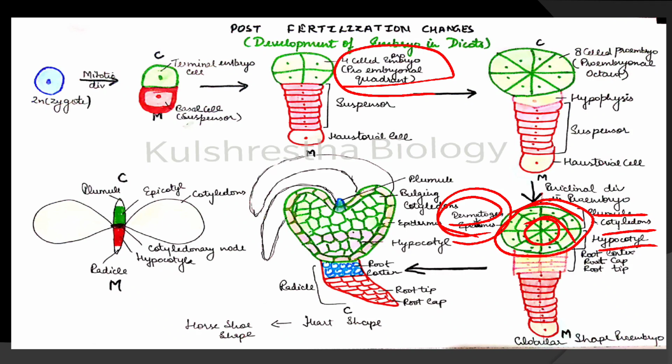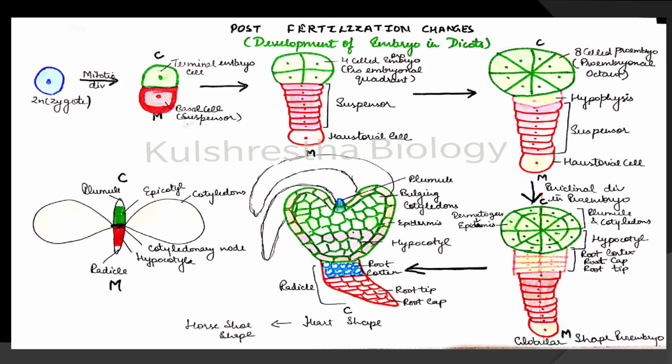After the formation of octant, periclinal division goes on. After this division, the cells get divided into 2. Outer layer is there and inner layer is there. Outer layer will form the dermatogen, whereas the inner cells form the plumule, cotyledon and hypocotyl. Okay, now it is clear.